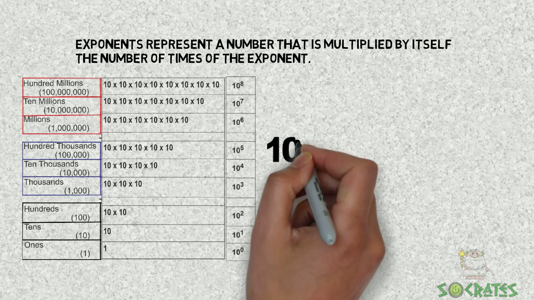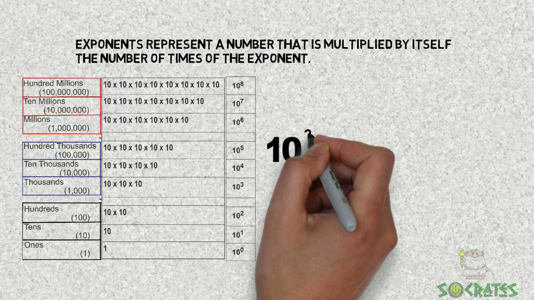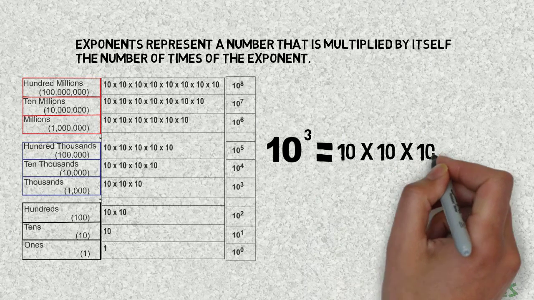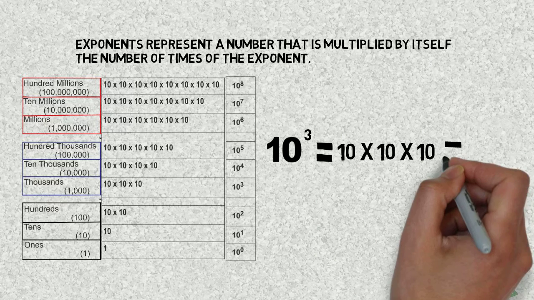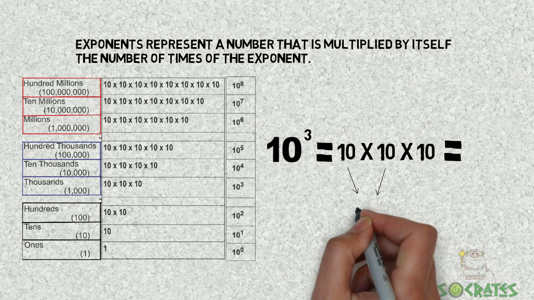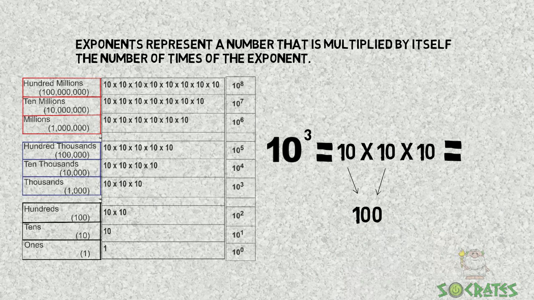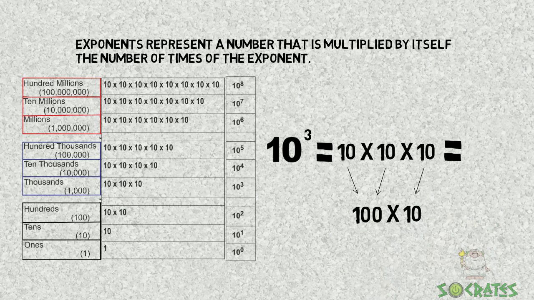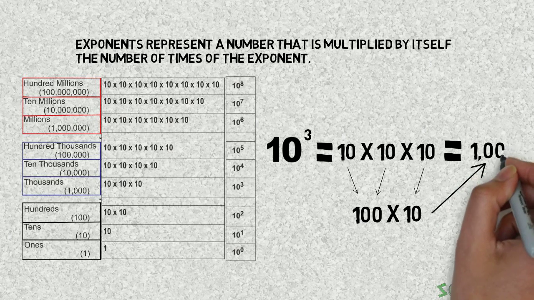Let's practice. 10 to the 3rd power. That's saying that equals 10 times 10 times 10. So that's 10 multiplied by itself 3 times. First, you multiply 10 by 10 and you get 100. Then you multiply that 100 by 10 and you get 1,000.